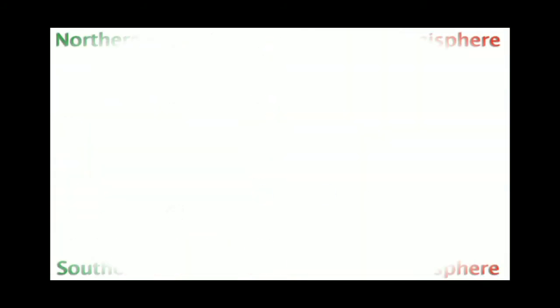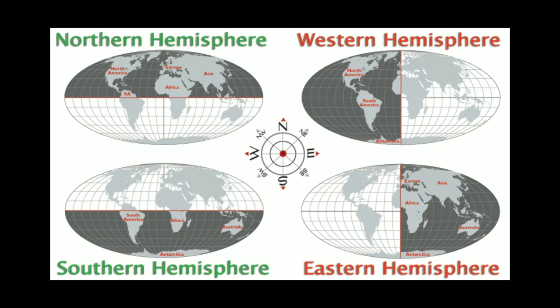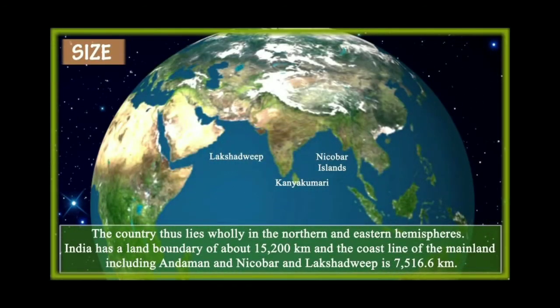Northern and eastern hemisphere. So now here you can see in the northern hemisphere and in the eastern hemisphere of the earth. First and the fourth one: northern hemisphere and eastern hemisphere. The country thus lies wholly in the northern and eastern hemispheres.